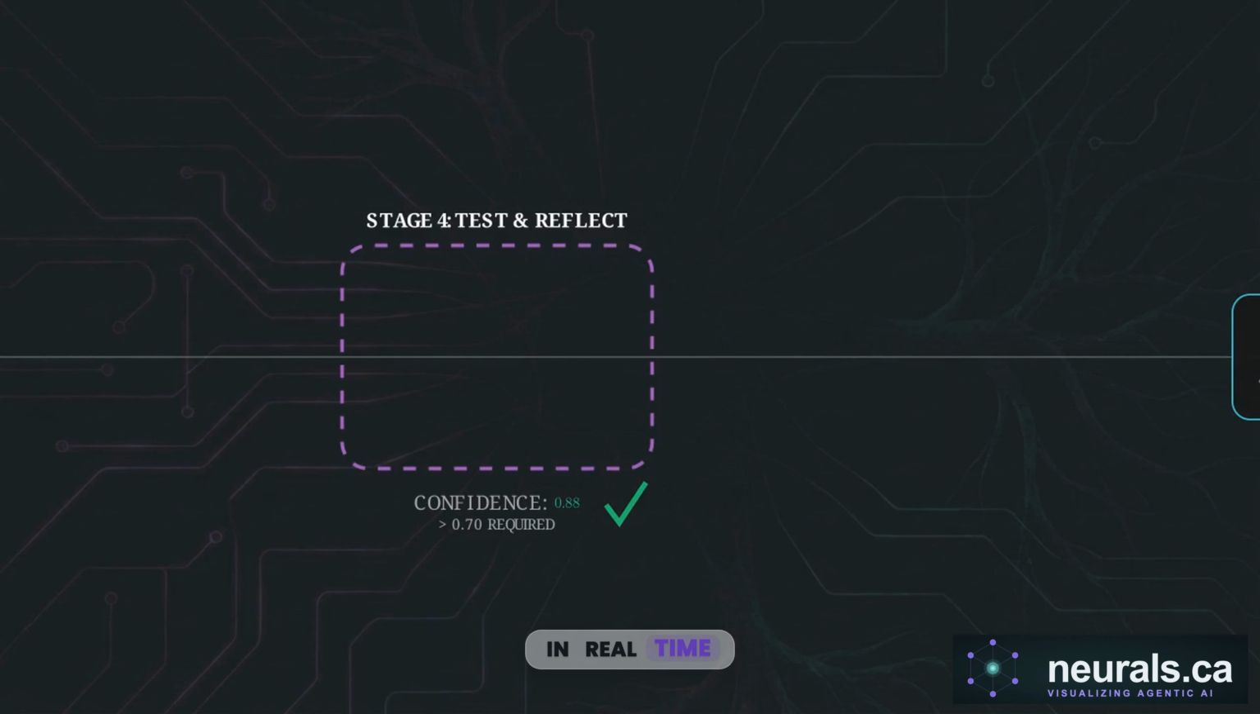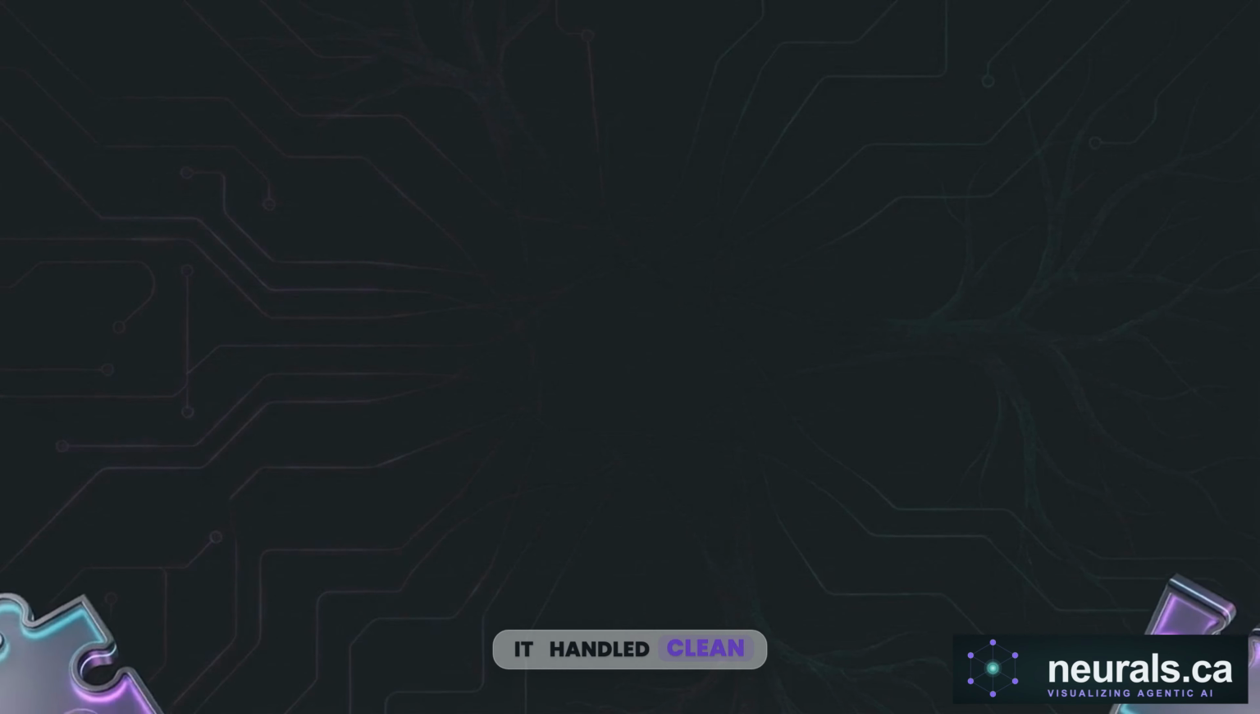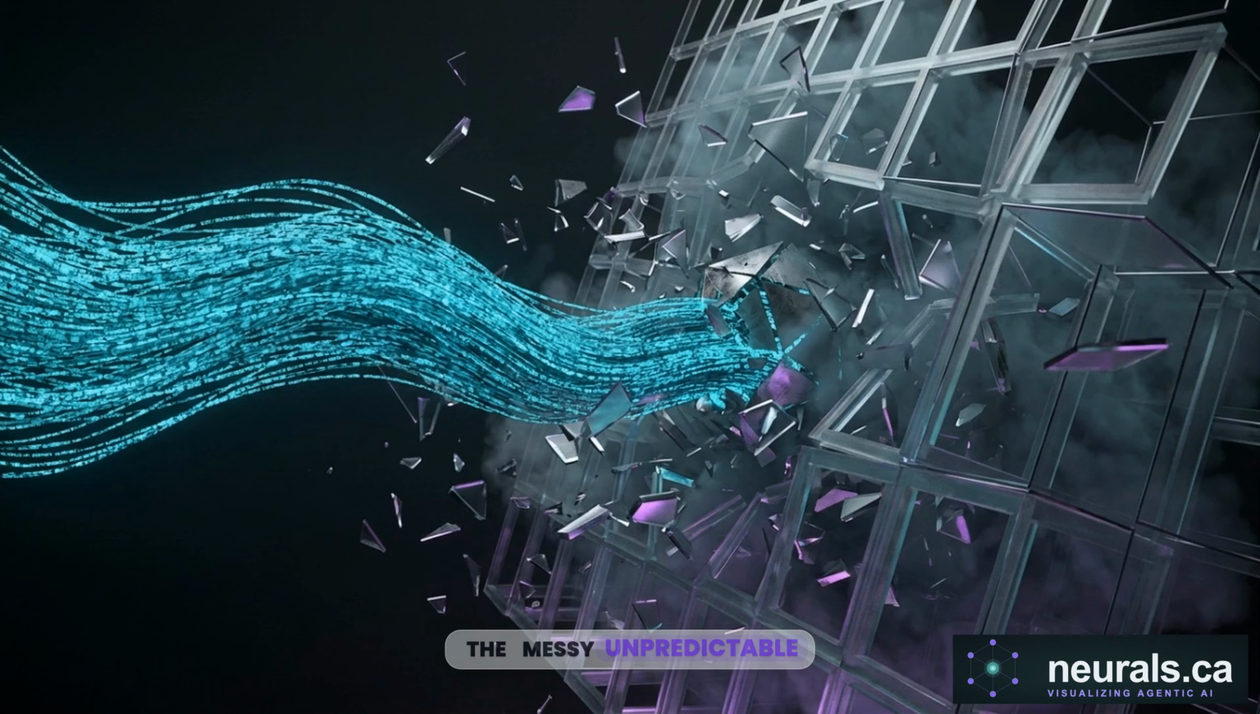In 1957, researchers at RAND built a program called the General Problem Solver. It was the first computational attempt to separate the knowledge of a problem from the strategy used to solve it. It handled clean, symbolic logic puzzles perfectly, but the moment it faced the messy, unpredictable real world, it broke down. It was constrained by brittle, hard-coded rules.